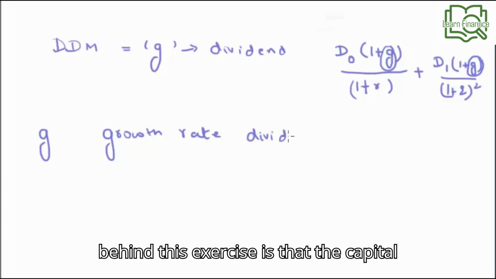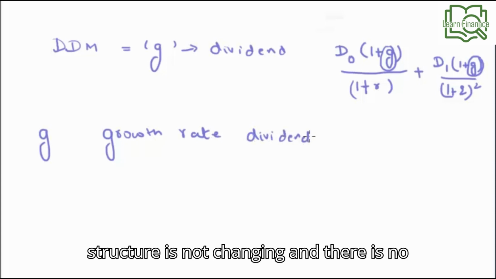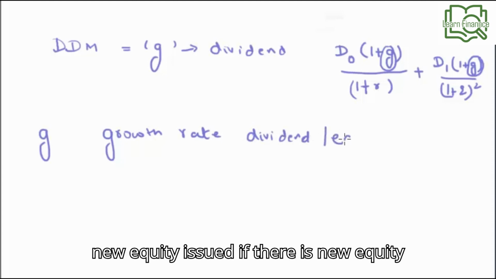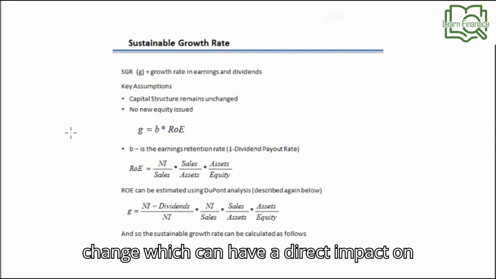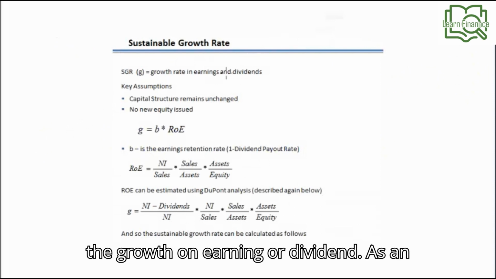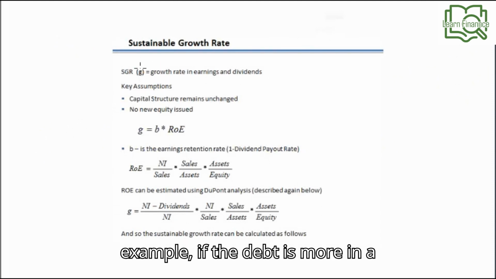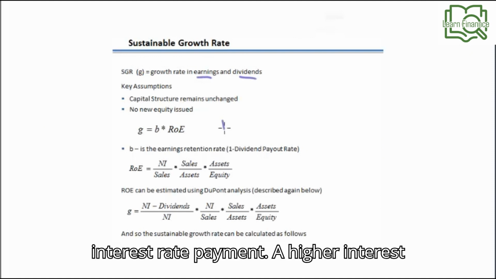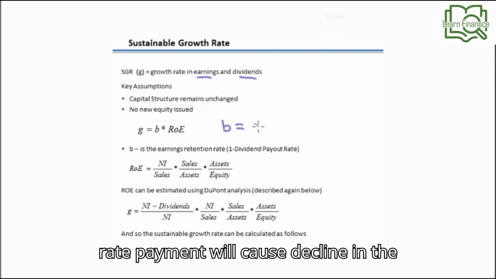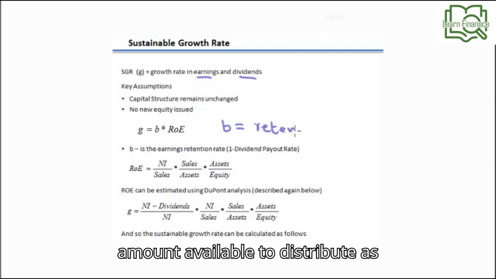The idea behind this exercise is that the capital structure is not changing, and there is no new equity issued. If there is new equity issued, then the capital structure will change, which can have a direct impact on the growth on earning or dividend. As an example, if the debt is more in a company, this will lead to a higher interest rate payment. A higher interest rate payment will cause decline in the amount available to distribute as dividend.